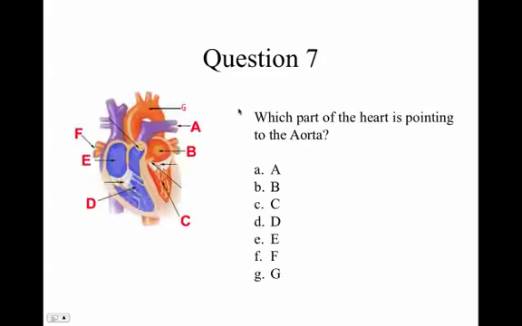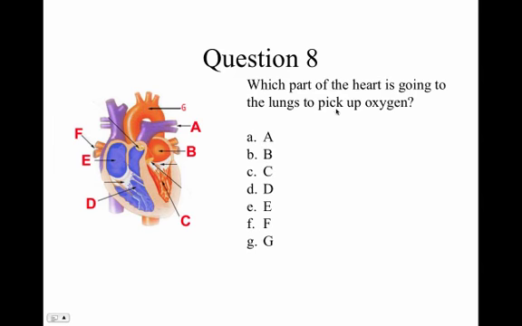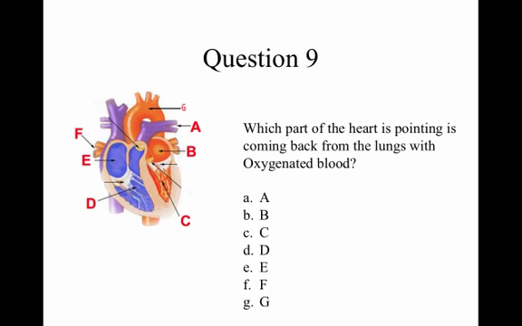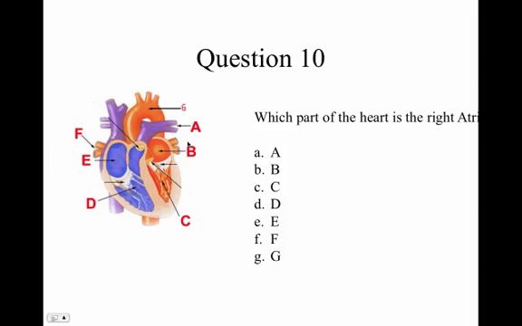Which part of the heart is pointing to the aorta? Well, right atrium, right ventricle, left atrium, left ventricle. This goes out towards the lungs. This letter G would be our aorta. Which part of the heart is going to the lungs to pick up oxygen? Letter A is going to the lungs. These ones are coming back from the lungs. Which part is coming back from the lungs? Probably here, which would be B, I guess, or F. So F is coming back from our right lung, and this is coming back from our left lung. Which part of the heart is the right atrium? E is our right atrium.